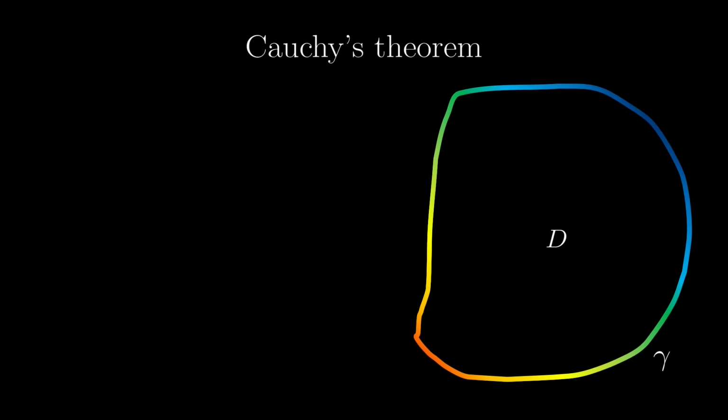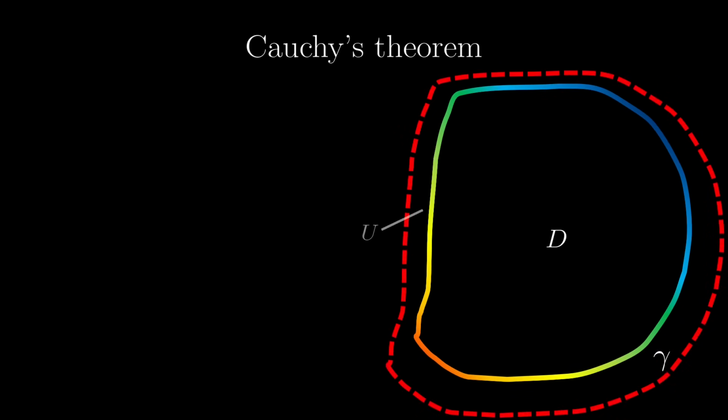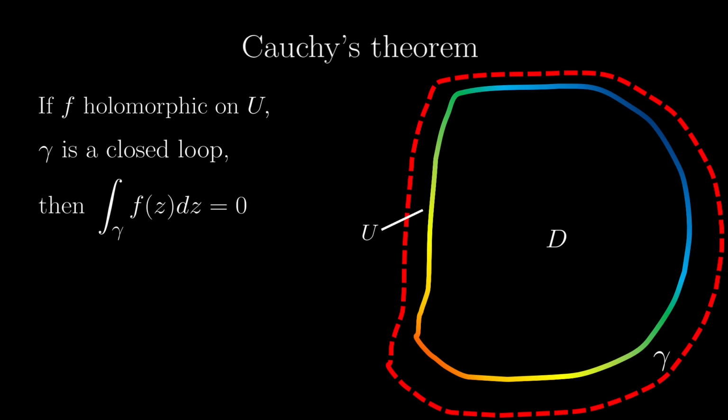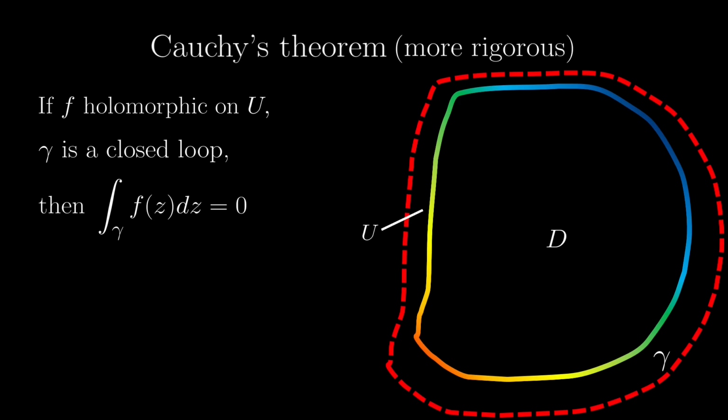This theorem is so important that I think we need to get it right. Let's say both gamma and D live inside a bigger set U, and F is holomorphic or complex differentiable throughout this bigger set U, and gamma is any closed loop completely inside U. Then the integral of F around gamma is 0. This is actually not precise enough, and here is just a glimpse of how we make things rigorous. Don't be intimidated by the maths jargon, I just want to get a point across, so bear with this bit.